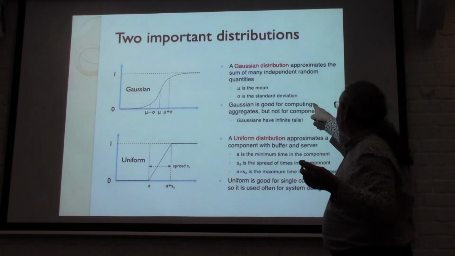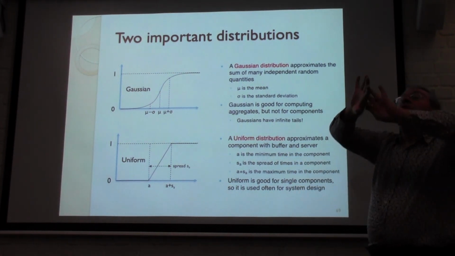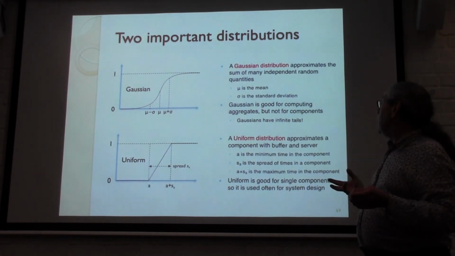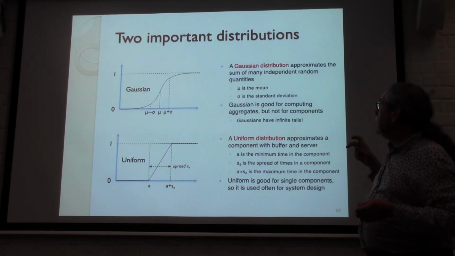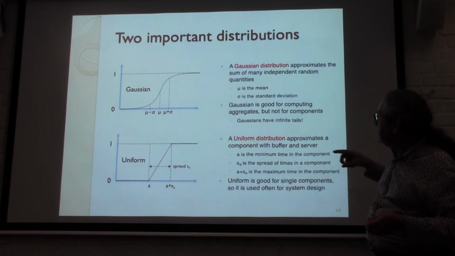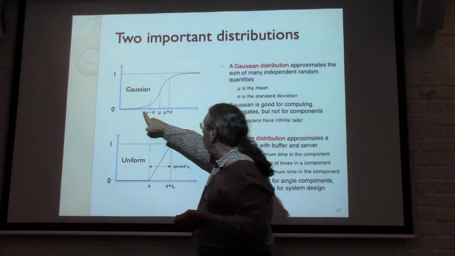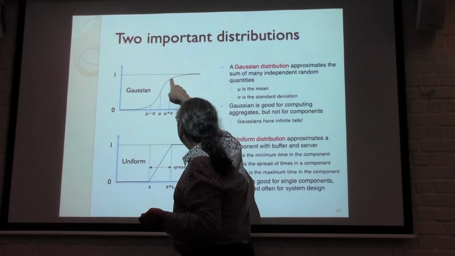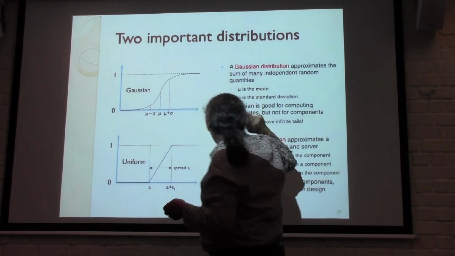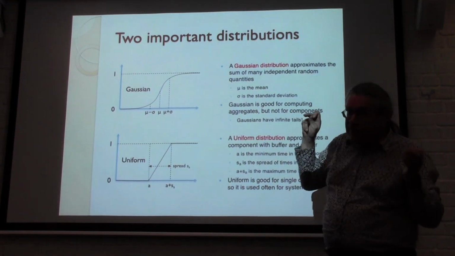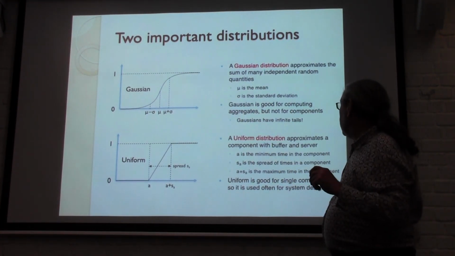It's good for computing aggregates. A whole bunch of things together, it'll be Gaussian, okay? With a mean and a standard deviation. But still, there are some problems. One of the problems is you have this long tail here. And usually real systems don't have a very long tail.